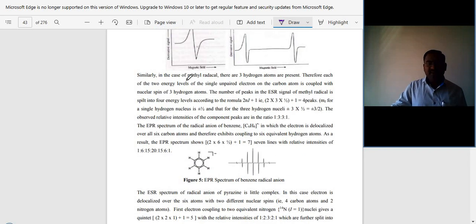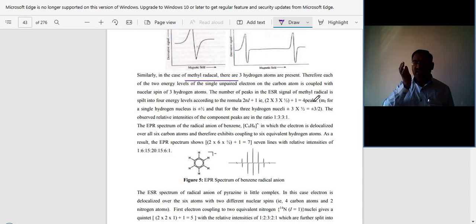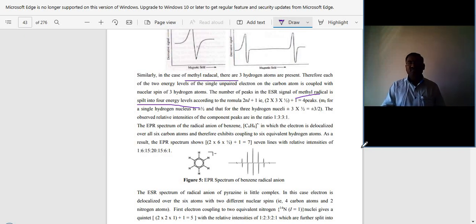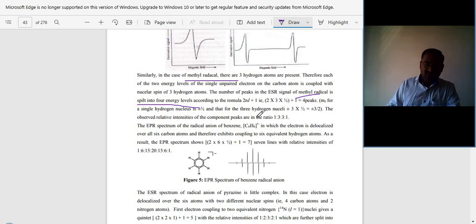Next we consider the similar case, the methyl radical. There are 3 hydrogen atoms present. Therefore, each of the 2 energy levels of the single unpaired electron on the carbon atom is coupled with the nuclear spins of 3 hydrogen atoms. The ESR signal of the methyl radical is split into 4 peaks according to the formula 2nI plus 1.